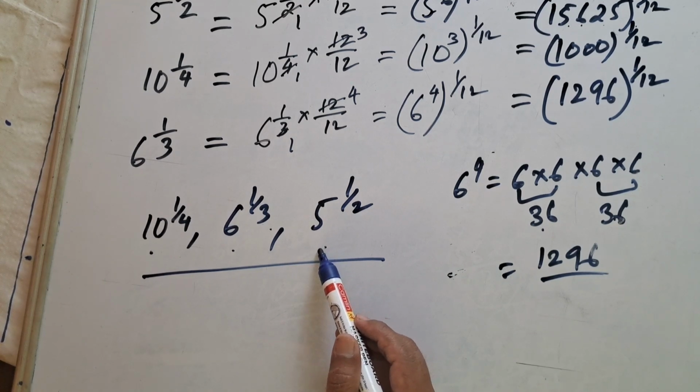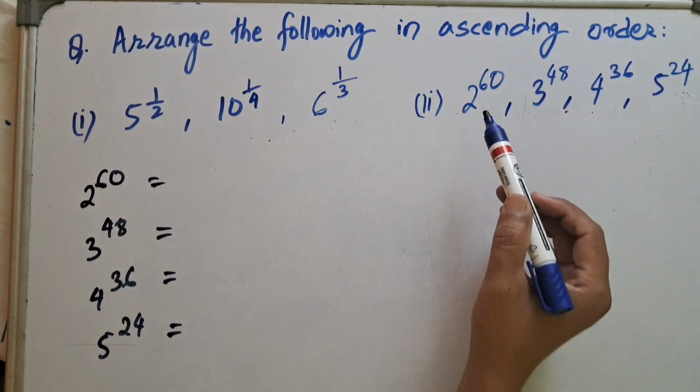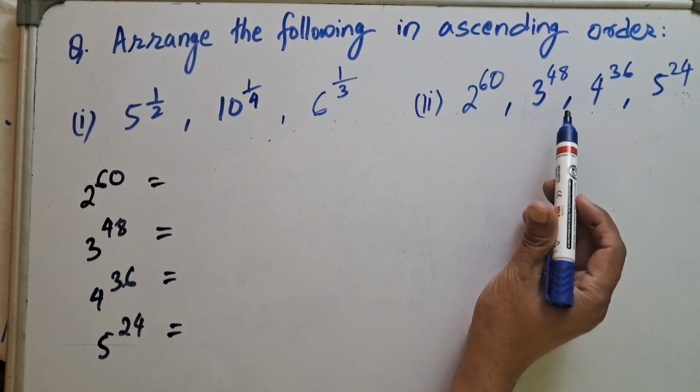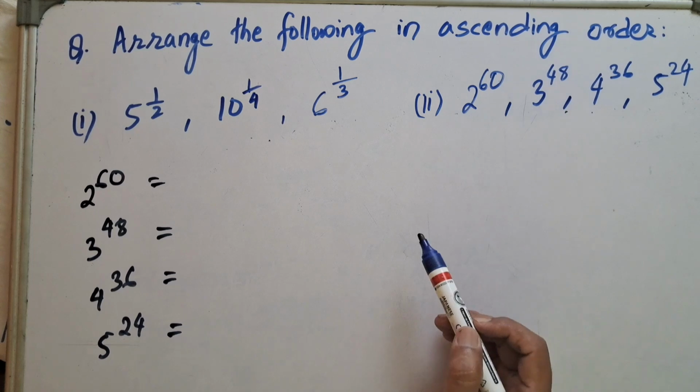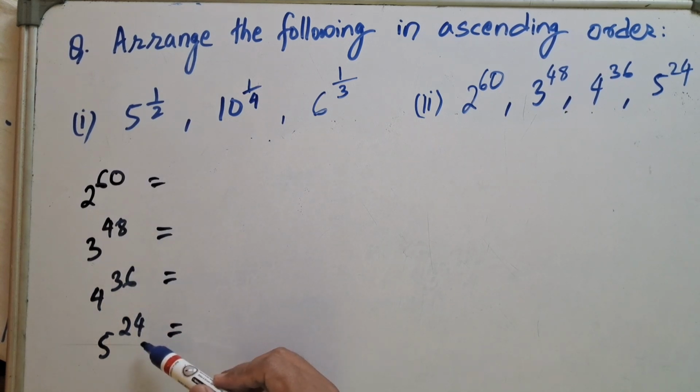Now let us do question number 2. So we are asked to arrange these numbers in ascending order, isn't it? So first what we do is we take the HCF of the powers, okay? So powers are 60, 48, 36 and 24, isn't it?